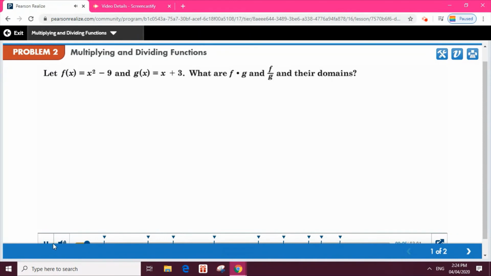In this problem, you will multiply and divide functions. Let f of x equal x squared minus 9 and g of x equal x plus 3. What are the functions f times g and f divided by g and their domains?